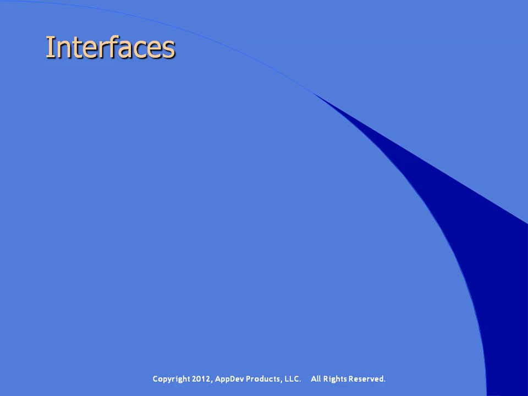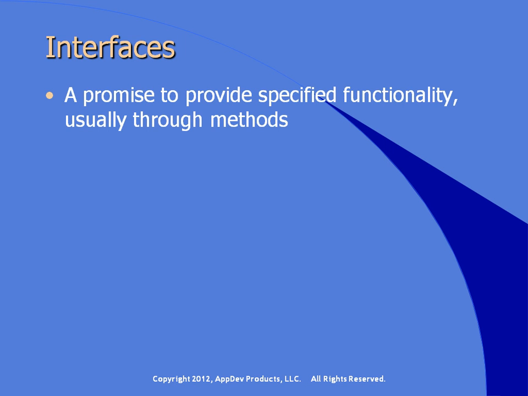Now I'd like to talk about interfaces for a few moments. An interface is nothing more than a promise by you as a programmer to provide specific functionality within some particular program, and it's virtually always done through methods. In other words, the interface approach to something guarantees that a certain specific piece of code has a method in it that behaves in a very, very specified way.